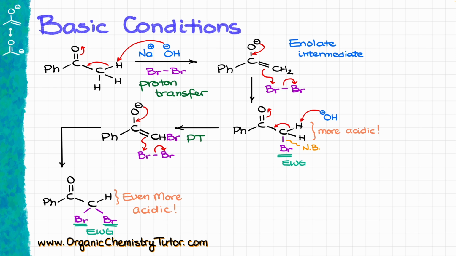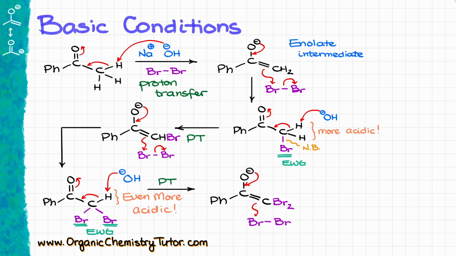So that essentially means that another equivalent of base that I have floating around can easily come in and pull that proton off even easier, reforming an enolate again, and reacting with another equivalent of our bromine like so, doing another electrophilic attack, and giving us the final product where we now see the exhaustive halogenation in the alpha position. And this one over here, this is how I abbreviated my electrophilic attack. This is not an E1 attack, just so we're clear on that.